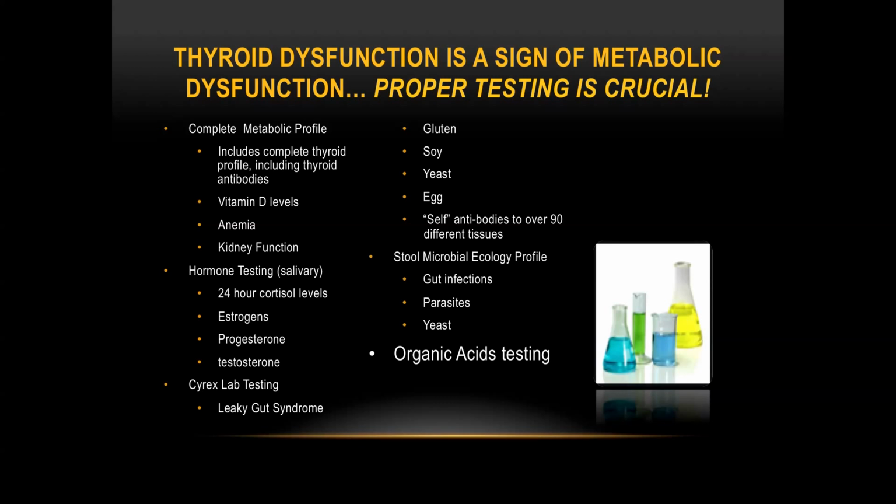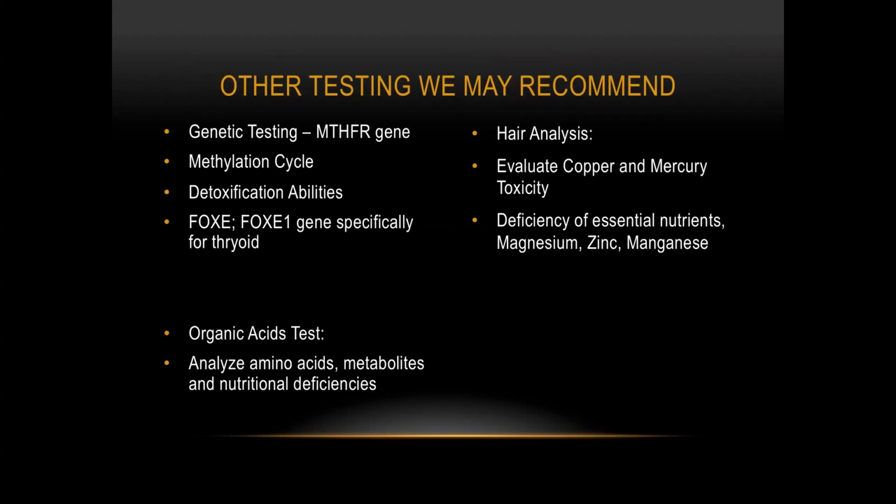Proper testing is crucial. A complete metabolic panel, including all the thyroid tests described above, we want to look at liver function, anemia, blood glucose levels, hormone tests, salivary cortisol levels, Cyrex testing for gut permeability issues, stool testing looking for infections, yeast, or parasites. We also at times will run an organic acids test. Other tests we may recommend are genetic testing and the MTHFR gene, hair analysis to evaluate copper and mercury toxicity and deficiency of essential nutrients.